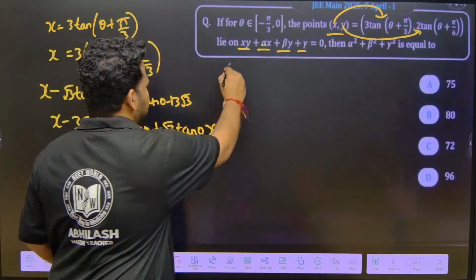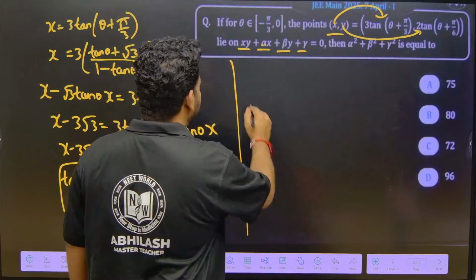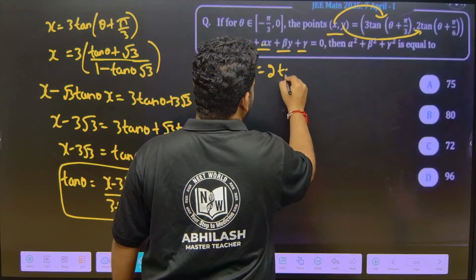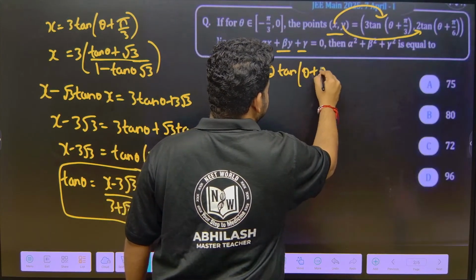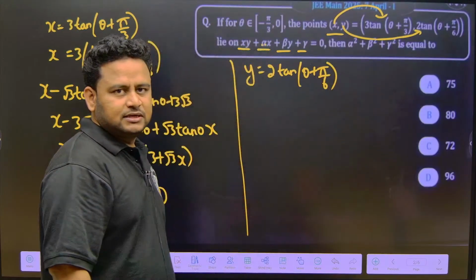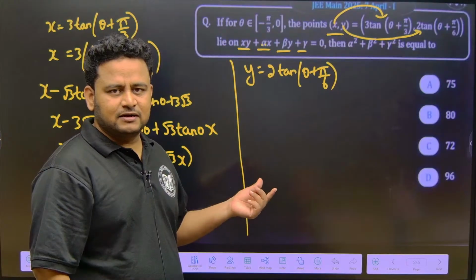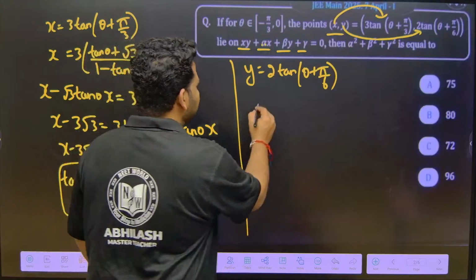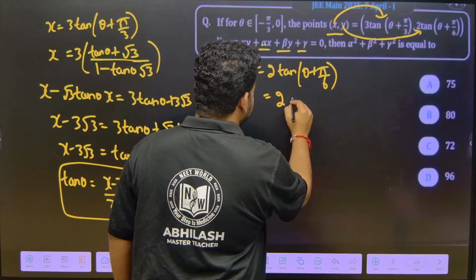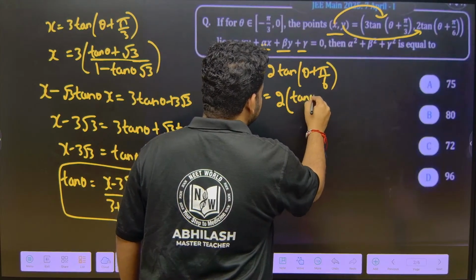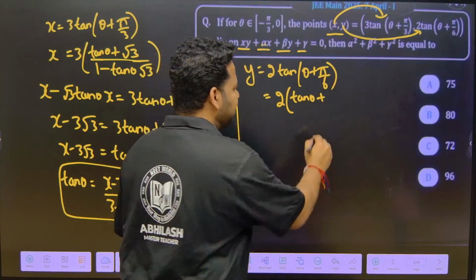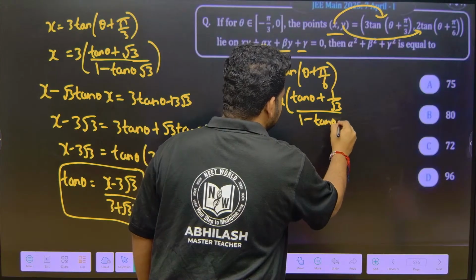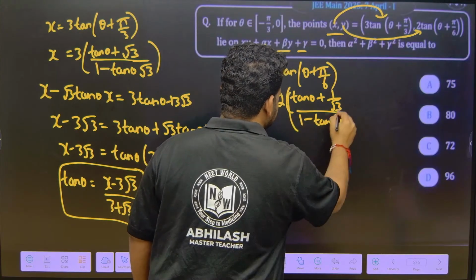Now they have given y also. What is the value of y? Y is equal to 2 times tan of theta plus pi by 6. Here also it is the same: we use tan of a plus b is equal to tan a plus tan b divided by 1 minus tan a tan b. So this will become 2 times tan theta plus tan pi by 6, and tan pi by 6 is tan 30, that is 1 by root 3, divided by 1 minus tan theta into 1 by root 3.